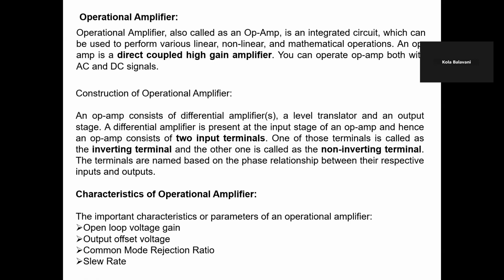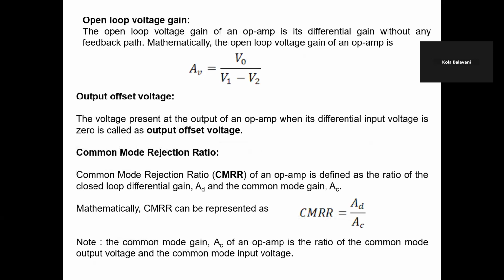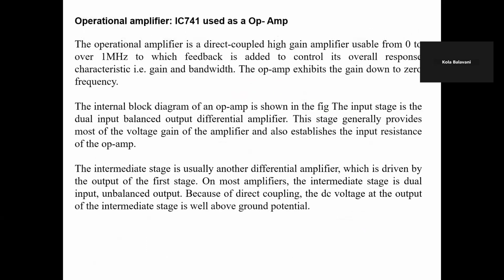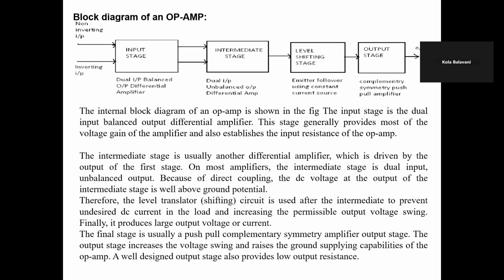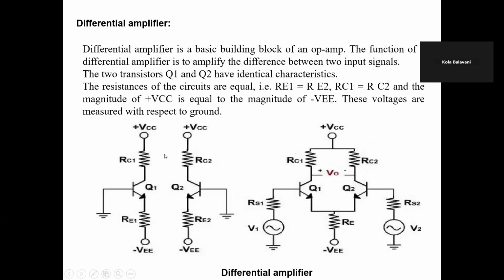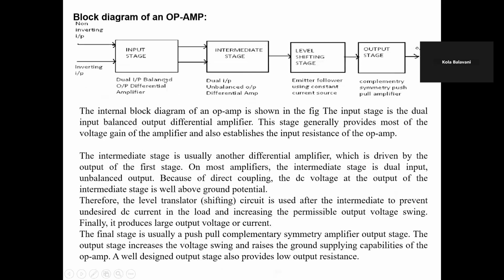And characteristics of the operational amplifier. It has some characteristics. Those are open loop voltage gain, output offset voltage, CMRR, common mode rejection ratio, slew rate, and output offset resistance also. These are some characteristics. So coming to this, next one is the operational amplifier block diagram. So this one is the operational amplifier block diagram.